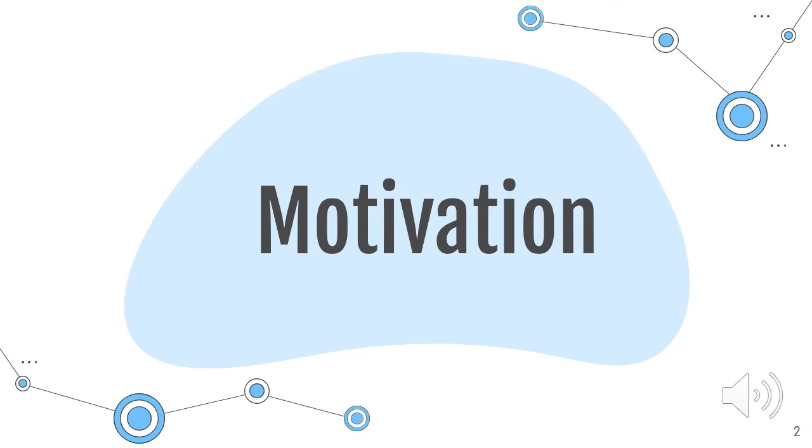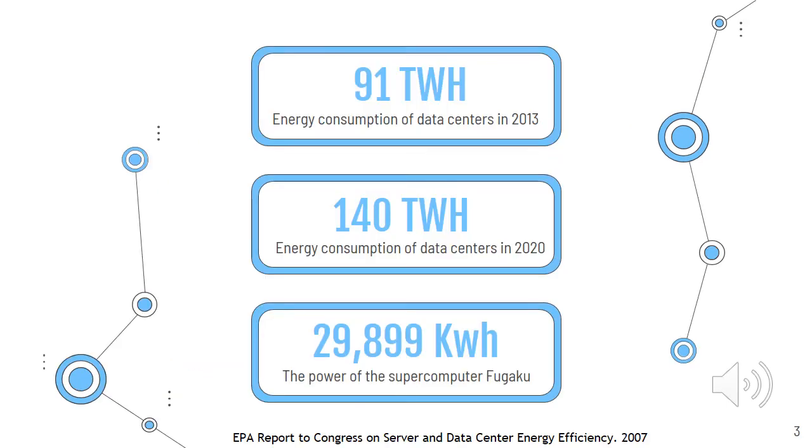Before we start, let's begin with some numbers. In 2013, more than 90 terawatt-hours of electricity were consumed only by data centers, and this number increased up to 140 in 2020. Another example of this huge consumption is the supercomputer Fugaku, which alone consumes around 30 kilowatts each year. Therefore, reducing the energy consumption of ICT became a major concern.